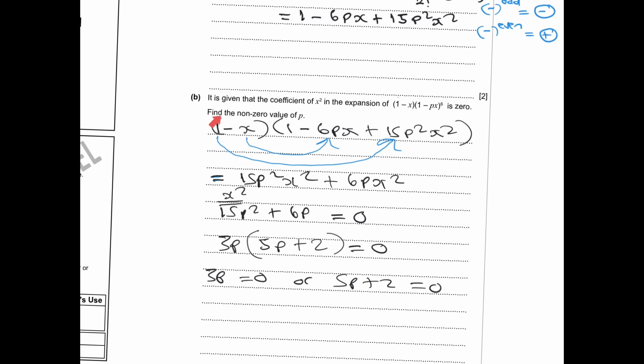But in the question they are saying find the non-zero value of p. So of course from here you see that 3p equal to 0 gives p equal to 0. So the p that we are interested in finding is from this equation here. If we solve that one, we are going to get 5p is equal to negative 2. If we divide both sides by 5, we're going to have p equal to negative 2 over 5. That will be the answer, or the value of p.